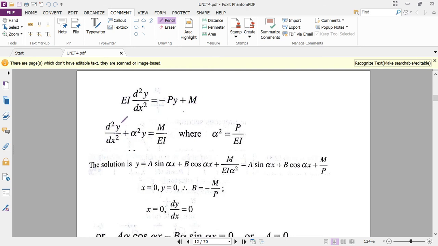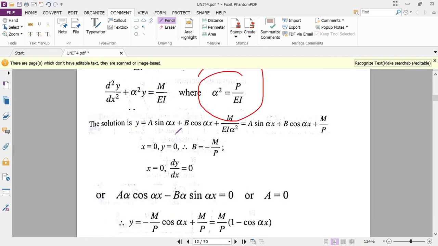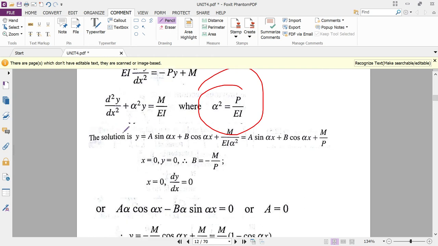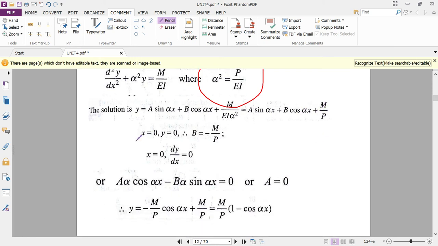Now again d square y by dx square plus alpha square y is equal to m by EI, where alpha square is again p by EI. So finally the solution becomes y is equal to a sin alpha x plus b cos alpha x plus m by EI alpha square. We can generalize this equation and rewrite it as a sin alpha x plus b cos alpha x plus m by p. Now put the various conditions. First of all, x equal to 0 and y equal to 0. In that case this equation becomes b is equal to minus m by p.